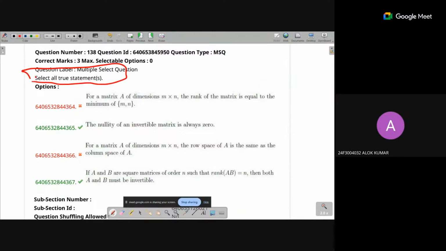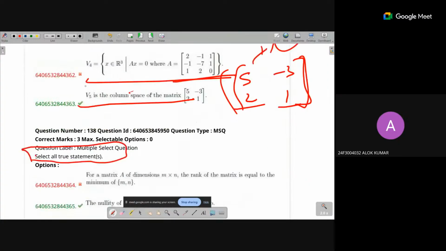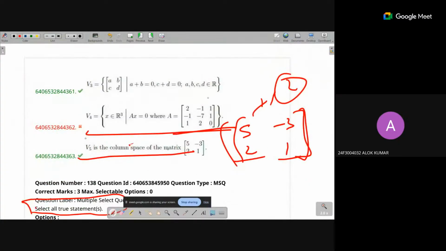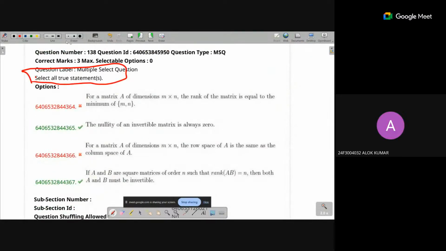Now question 3. Is there any doubt in this question? Anybody have a doubt in this question? No, okay. So question number 3. Continue, sir. So select the right statement. So analyze one by one. So what is this saying?